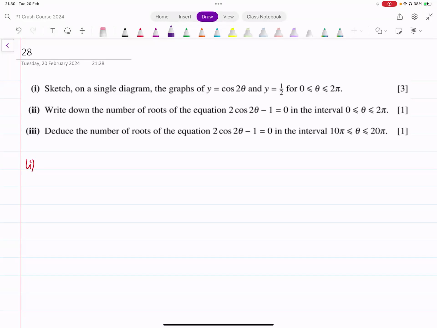So what you would do is you would say f of x equals, in fact, you don't need to do that, I'm sorry. This is just y equals 1 over 2. It's just a straight line. It's just a horizontal line. So you don't have to do anything for this. You just do it for cos 2 theta.